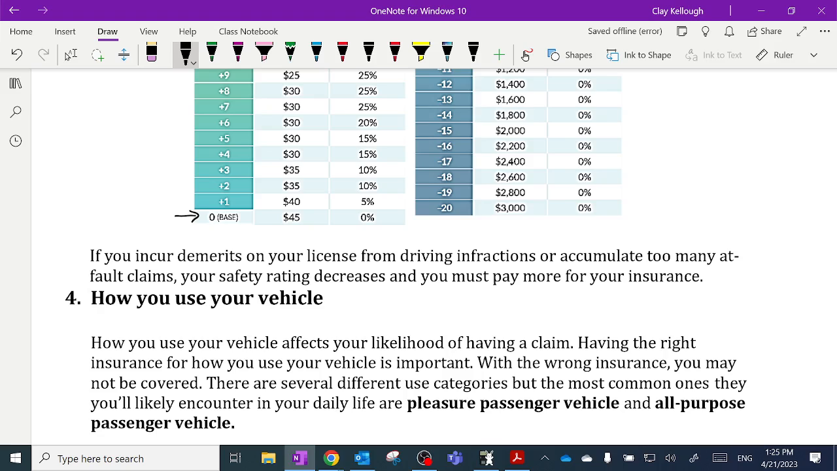If you incur demerits on your license from driving infractions, that's called moving violations, or you accumulate too many at-fault claims, where they investigated the accident and said, no, it's your fault, your safety rating decreases and you must pay more for your insurance. That kind of makes sense, right? It's fair. This is a system we all pay into. We have no choice but to pay into it. The government runs it. It's fair that the people who drive the safest should pay the least, and conversely, the people who drive the lousiest should pay the most. That makes sense to me.